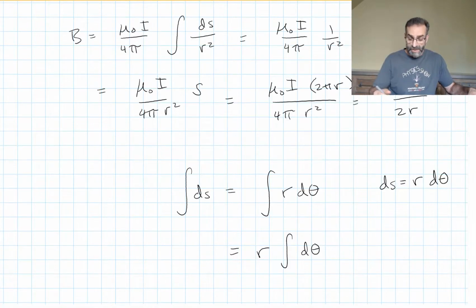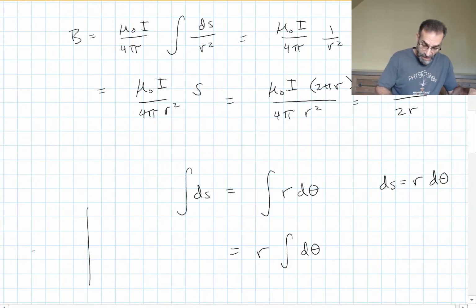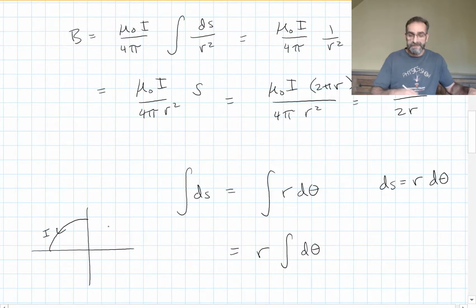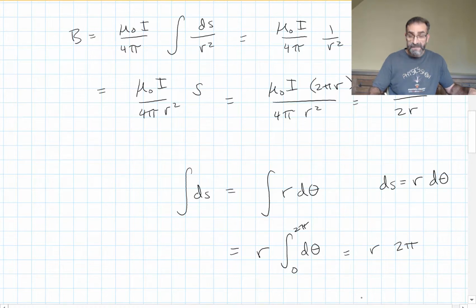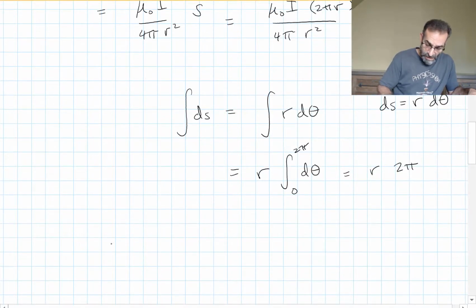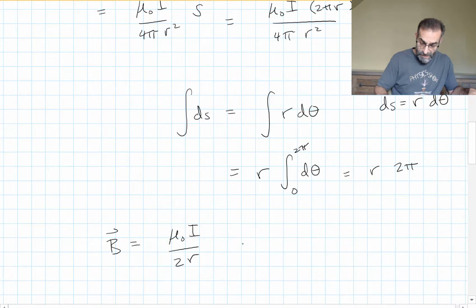We don't always do a complete circle. I could have drawn a current path that is only a quarter of a circle, or some other arc length. But in this case, it's a complete circle. So theta goes from 0 to 2 pi. And we get r times 2 pi, or 2 pi r, which is what we got earlier. So the magnetic field at the center is mu naught I over 2r, and the direction is out of the page.